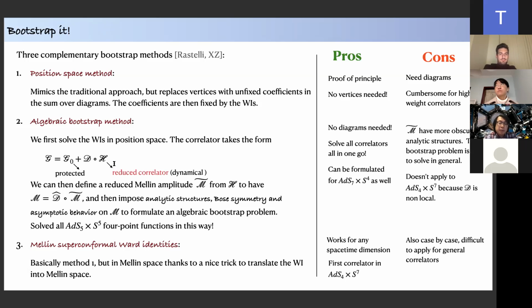And then we want to translate this identity into Mellin space. We can argue that the protected part doesn't contribute, so we can just ignore that. On the left-hand side, we have already defined the Mellin amplitude M. Similarly, we are going to define a reduced Mellin amplitude M tilde for H. That gives us some identity between these two, because we can translate the differential operator as a difference operator in Mellin space. This condition takes care of the superconformal symmetry, but we can also impose conditions on analytic structure, both symmetry and asymptotic behavior. Those conditions together formulate a very constraining algebraic bootstrap problem.